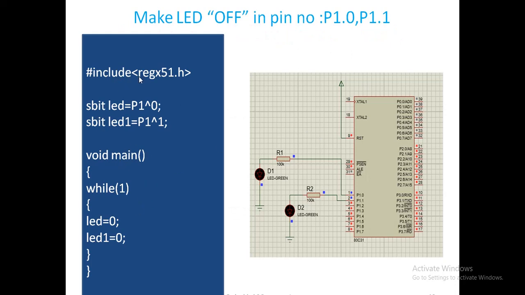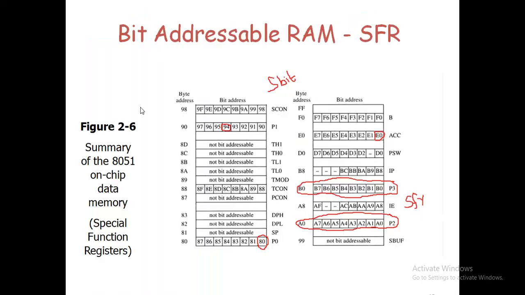You have to use this: #include <regx51.h>. Here we are using P1.0 and P1.1. They are related to SFR registers. That's why I have used this header file. Already I told you P1 is located in the SFR register. So I want to access the single bits, that is 90 and 91. This is P1.0, this is P1.1. Suppose I want to access this bit and this bit.